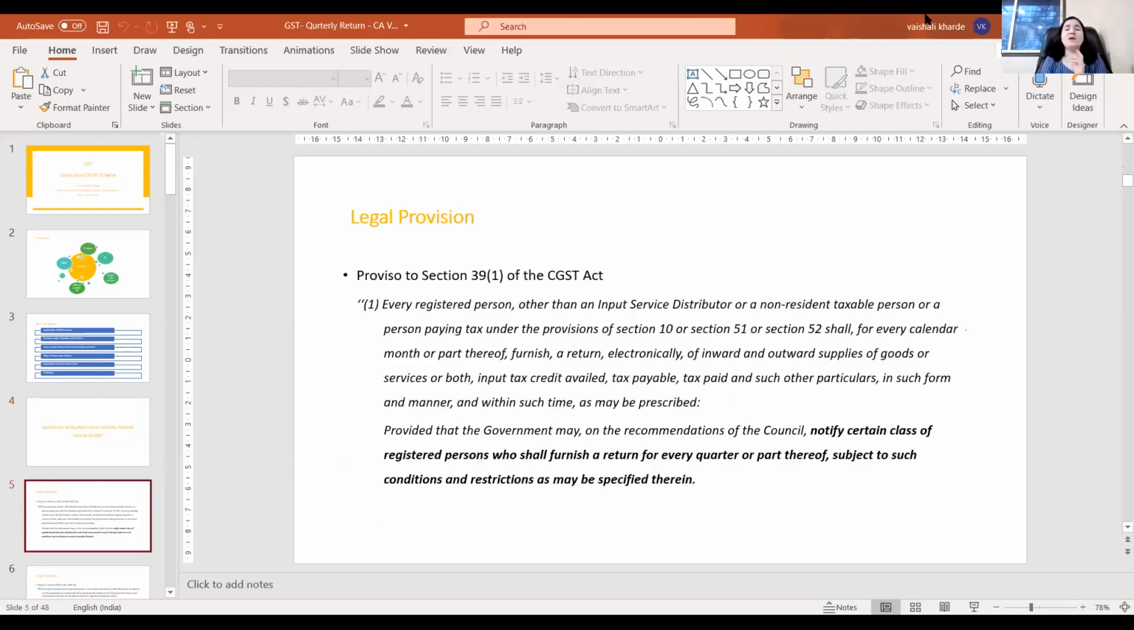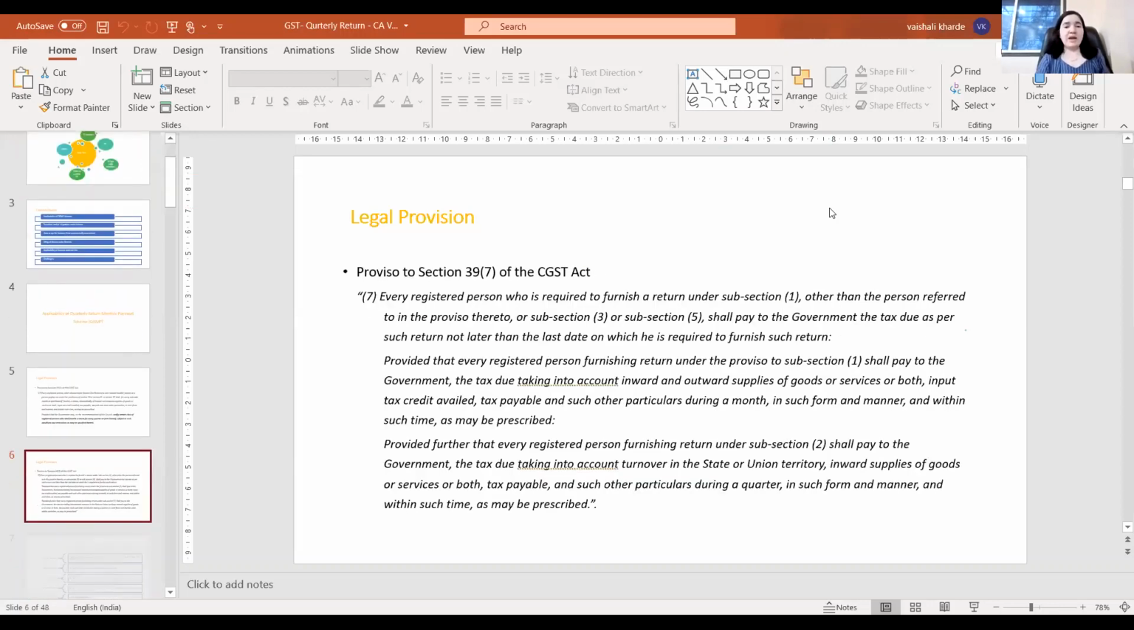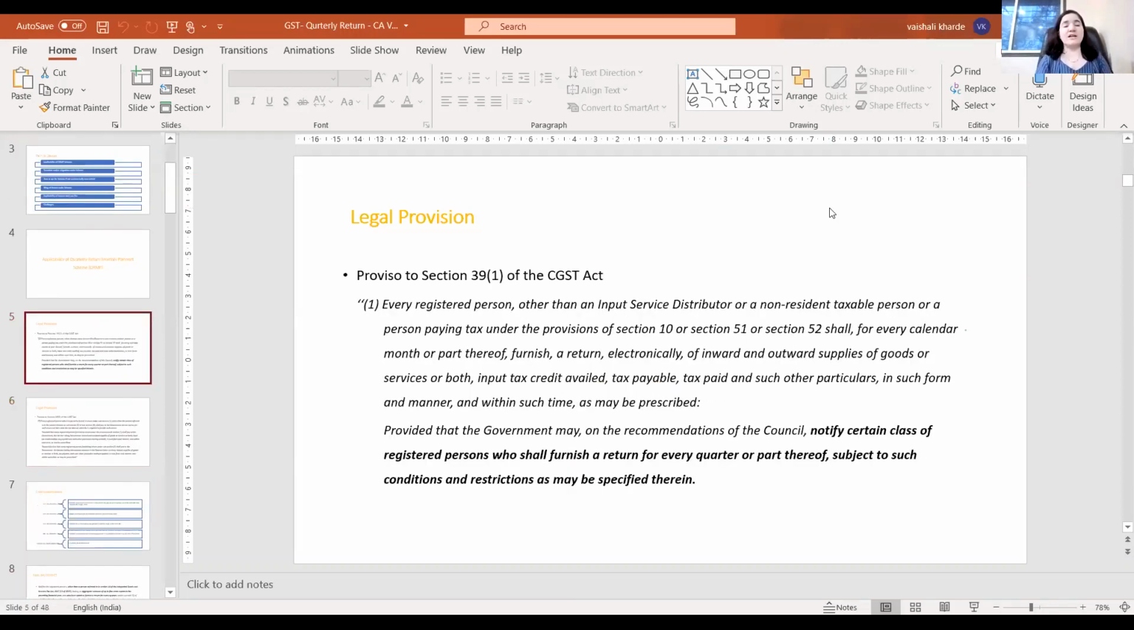First of all, legal provisions. We are not going to discuss the legal provisions in depth because I know that no one here is from a legal background. But just to know from which section the power to introduce such a scheme comes, the provisos to section 39(1) and section 39(7) empower the government to introduce the scheme.